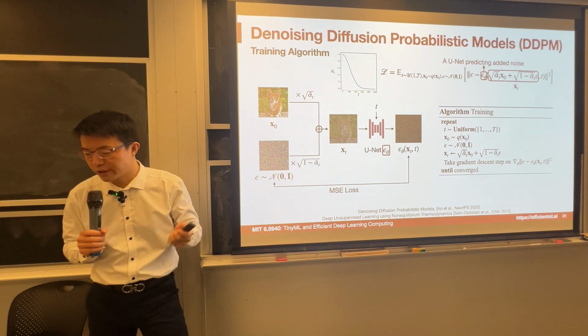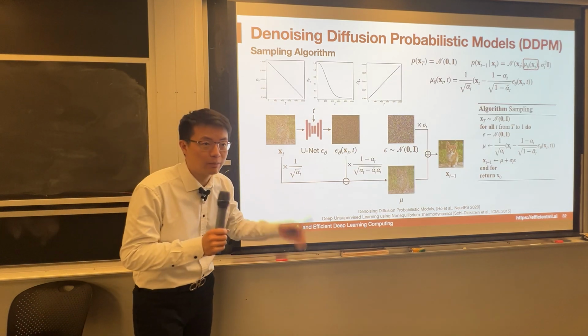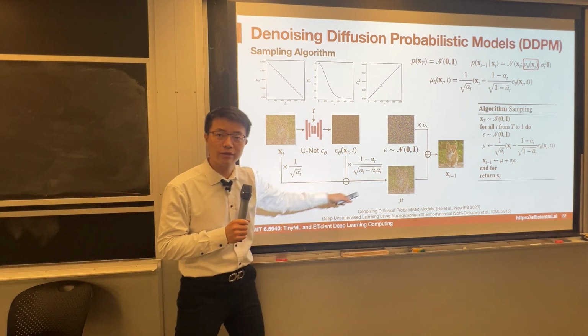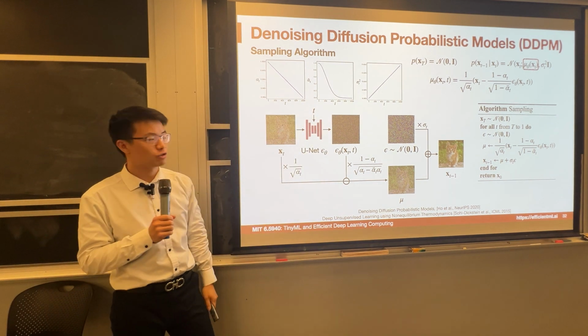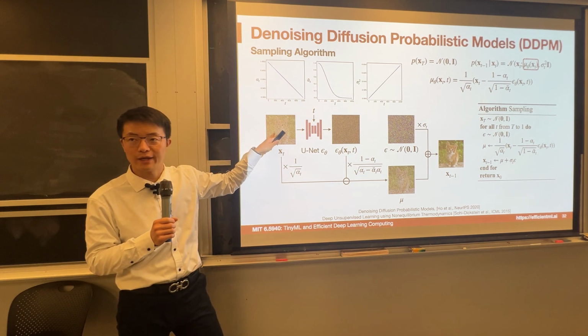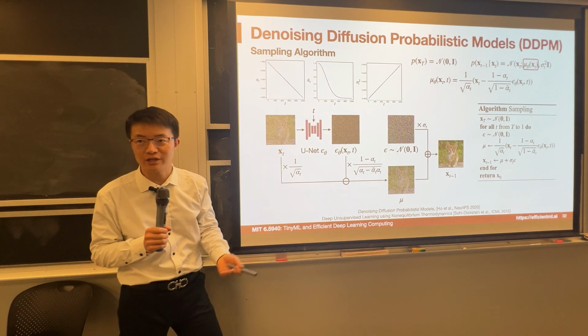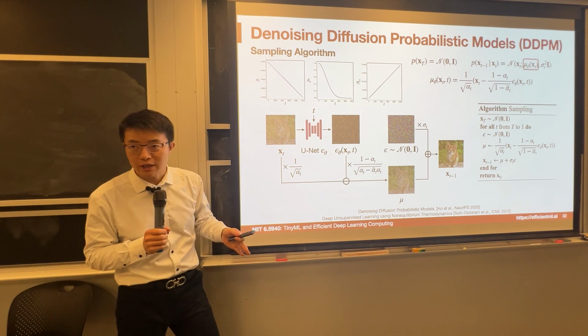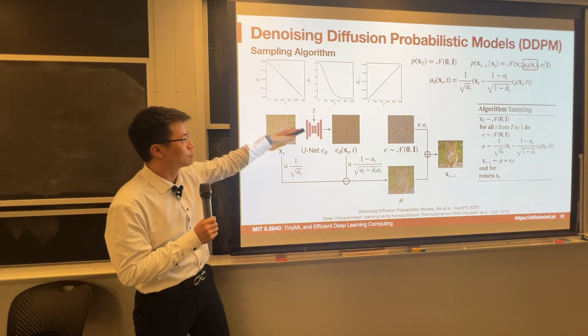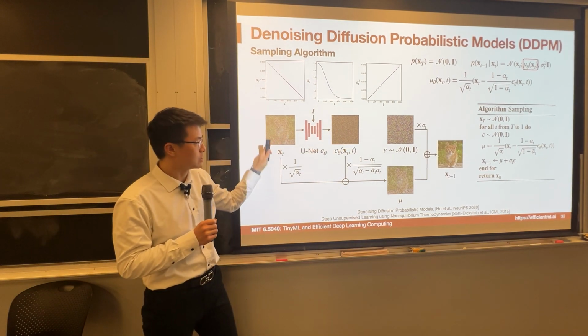Yeah, so this is the training algorithm. And let's see, what about sampling time? What do we do over there? Let's again start with the intuitive image. We have a noisy image, and we try to get a clean image. What do we do here? Again, pass it through a U-net, trying to predict the noise, and we subtract the noise.